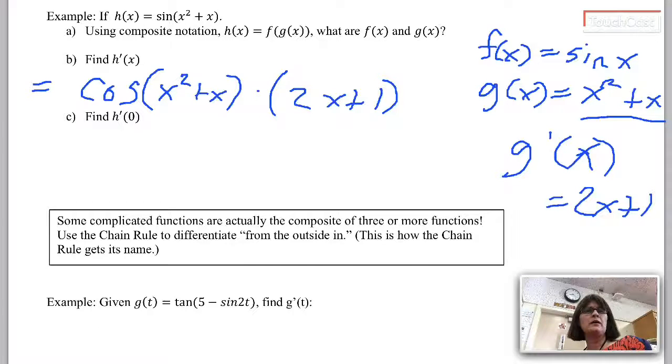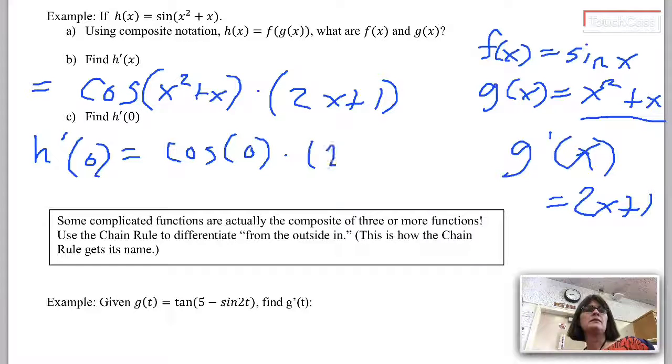To find h prime of 0, that's not new this section. H prime of 0 is going to simply be the h prime of x rule with all the x's replaced with 0. So it's going to be cosine of 0 squared plus 0 is 0 times 2 times 0 plus 1. Well, cosine of 0 is 1 times 2 times 0 is 0 plus 1 is 1. And simply evaluating the h prime function at x equals 0.